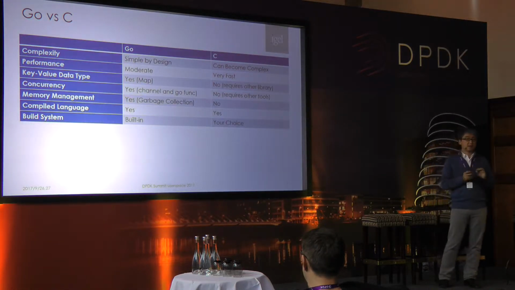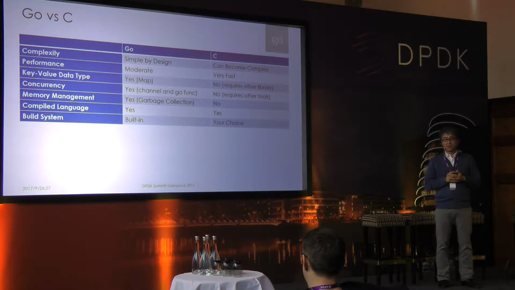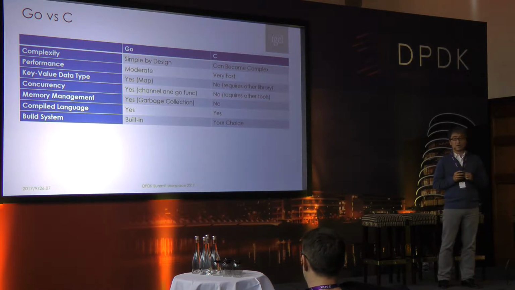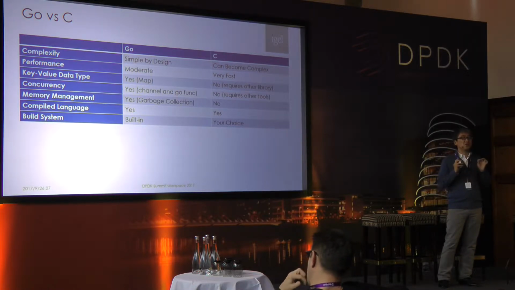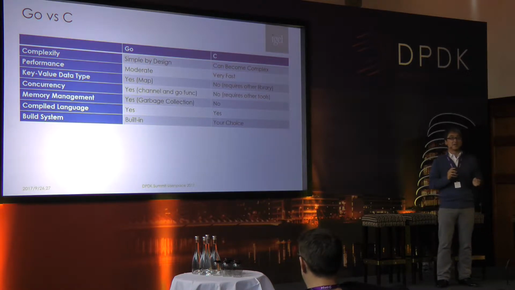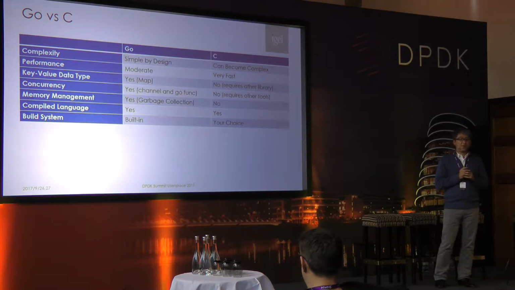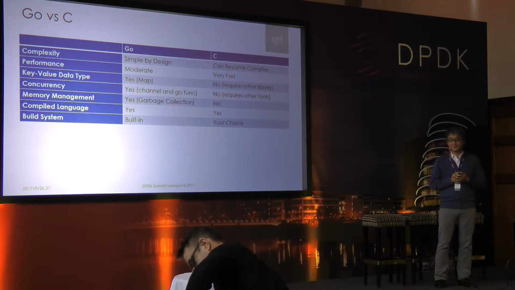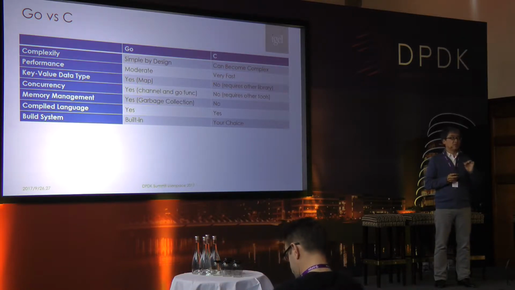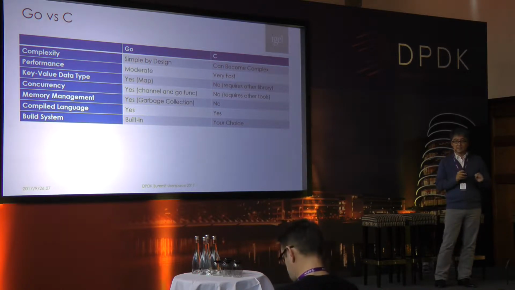If we compare Go and C, in terms of complexity, Go is simple by design. With C, of course, we are all familiar, we've grown up with C, but it can become complex easily. On performance, unfortunately, Go is not as good as C, so you don't want to use Go where you really need performance. But because it's a compiled language, you have moderate performance even with Go. And concurrency and memory management are quite simple in Go, built into the language.